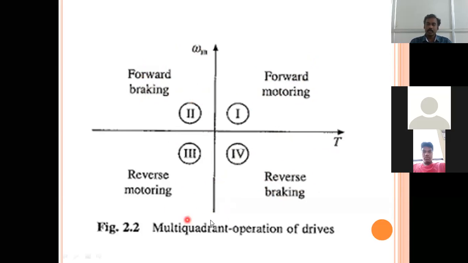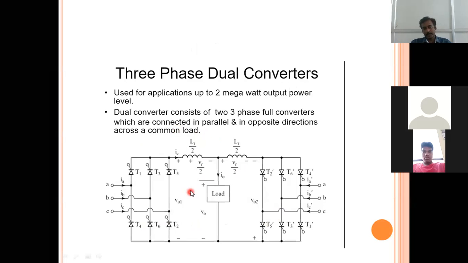Third and fourth quadrants are going to be providing the reverse motoring mode, reverse motoring and braking modes. Whenever the drive is to be operated in all these quadrants, in that case these dual converters are going to be considered.